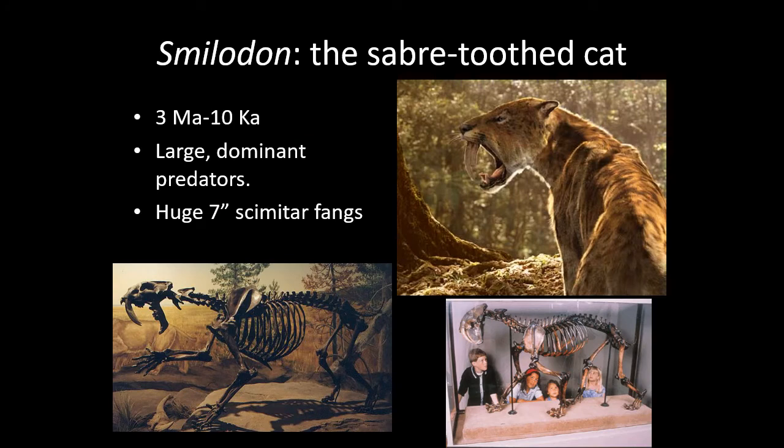So here's Smilodon, what a lot of people call the saber-toothed tiger, but it's not actually a tiger. It is a type of cat, but they're pretty distinct from true tigers. They lived from about 3 million years ago to about 10,000 years ago. Very large dominant predator, huge, huge fangs. They're one of the few mammals that actually have serrated teeth. And those scimitars, we actually find a lot of them broken, so we think these things actually used their teeth a lot, and it was risky. You could break your teeth being a Smilodon.